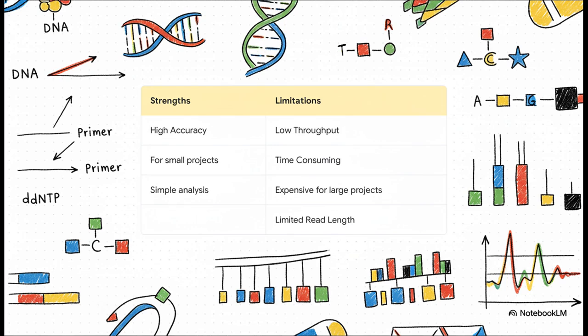The huge strength of Sanger is its accuracy. It's so reliable that it's still called the gold standard for verifying results. It is perfect for small, targeted projects. But the limitations are pretty clear. It has low throughput. You can't do very many sequences at once. That makes it expensive and time-consuming for big jobs. And as we just saw, that read length is pretty limited.